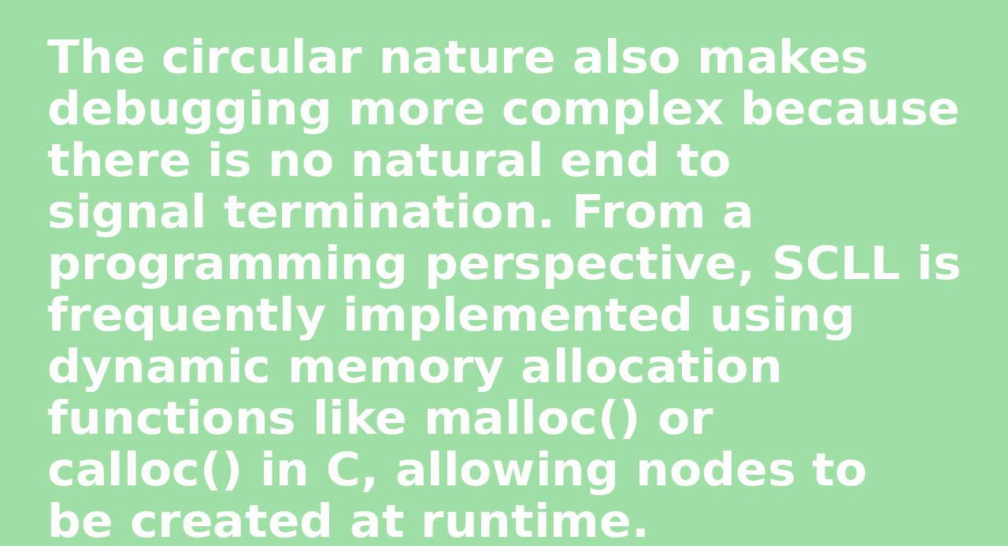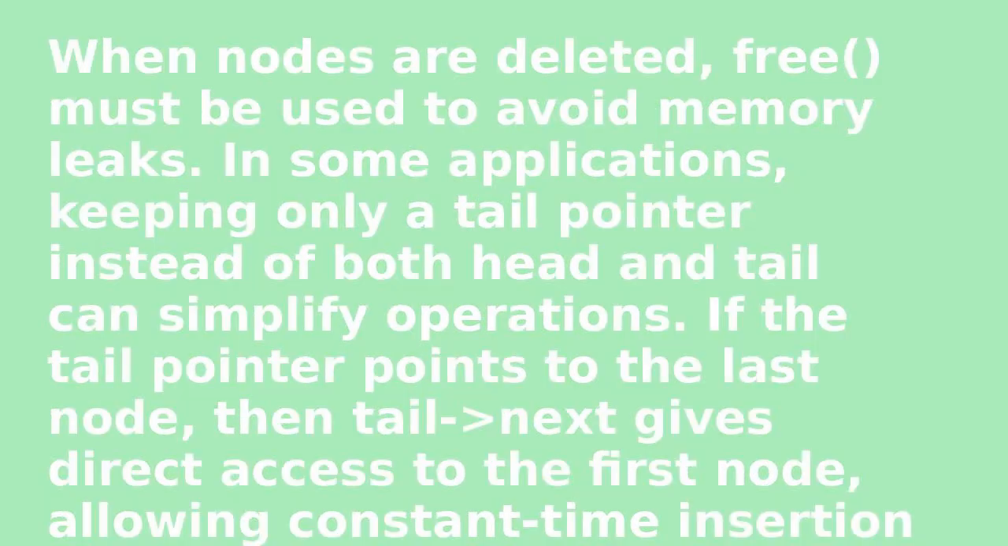From a programming perspective, SCLL is frequently implemented using dynamic memory allocation functions like malloc or calloc in C, allowing nodes to be created at runtime. When nodes are deleted, free must be used to avoid memory leaks. In some applications, keeping only a tail pointer instead of both head and tail can simplify operations. If the tail pointer points to the last node, then tail to next gives direct access to the first node, allowing constant time insertion at the beginning or end.